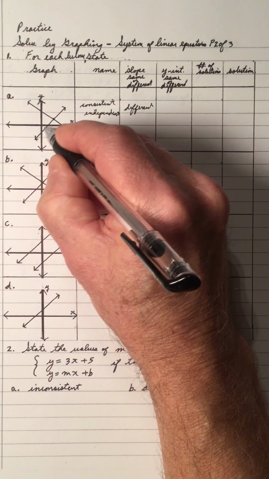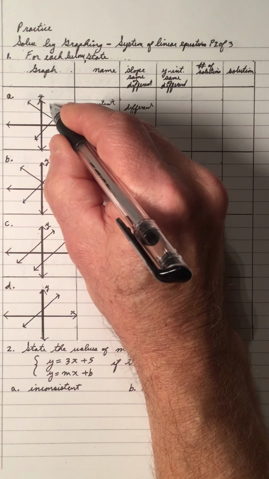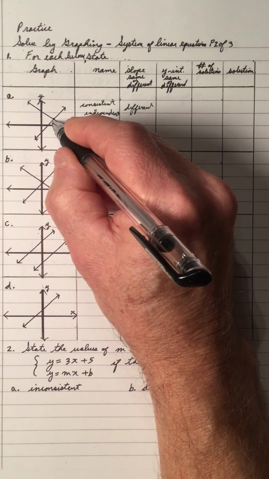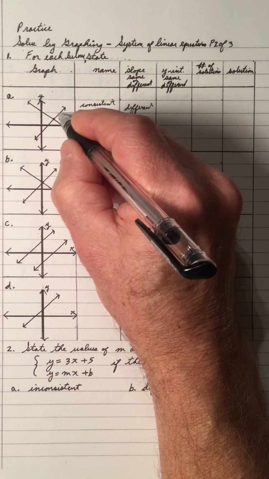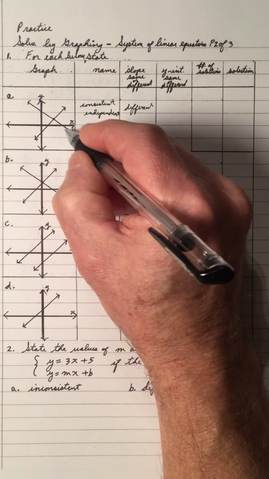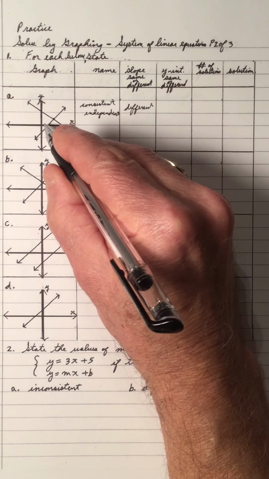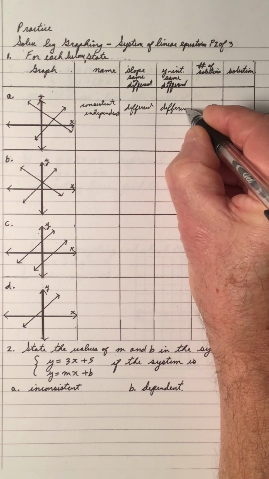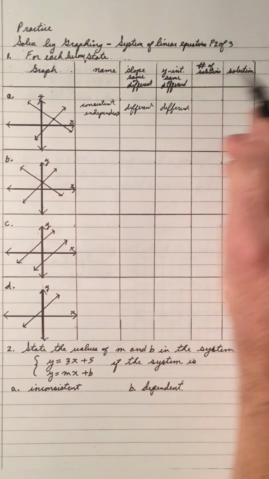This slope is going up to the right, so that's positive. This slope is going up to the left, so it's negative. Or you could say this slope is going down to the right. Up to the right is positive, down to the right is negative, whatever way you think about it. And the y-intercepts of these two lines are different. In other words, right there and right there, they're different.